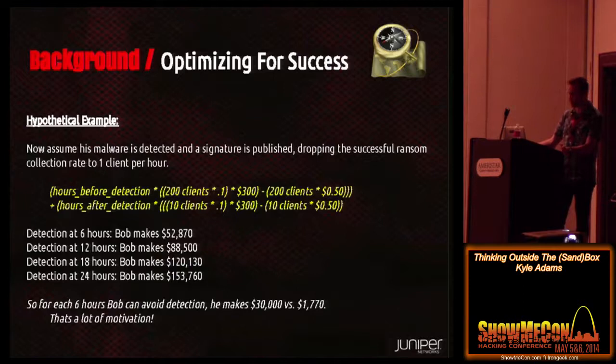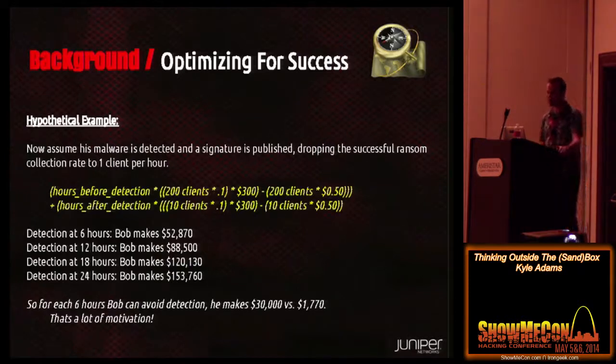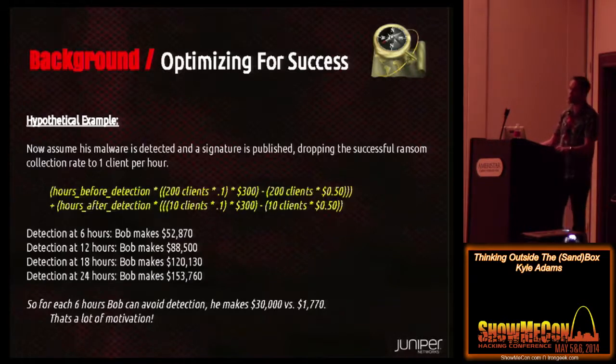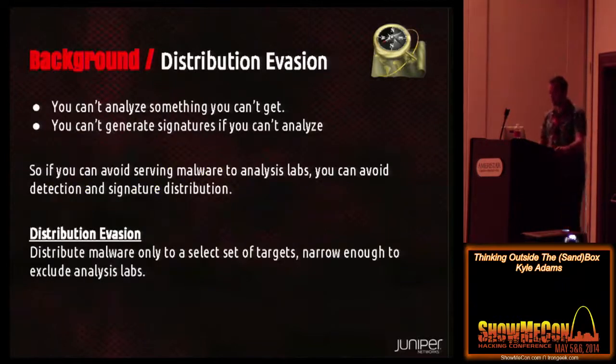That's still a lot of money, but if you think about it, for every hour Bob doesn't get detected, it's the difference between $30,000 and $1,700. So there's a lot of motivation for the malware authors to try to figure out how not to get a signature published for their specific piece of malware. And there are a bunch of different ways the malware authors try to accomplish that goal.